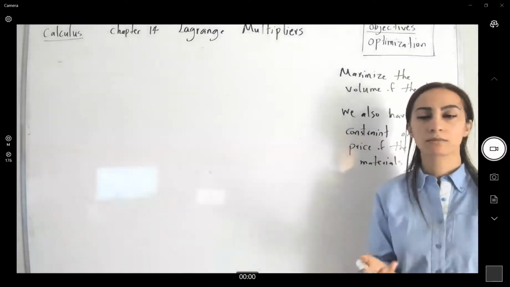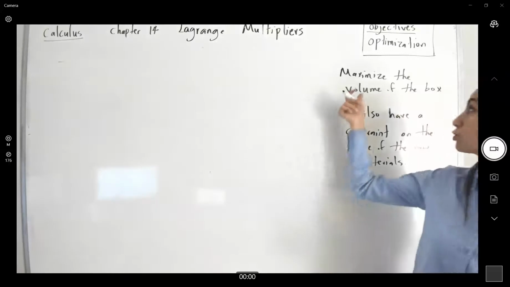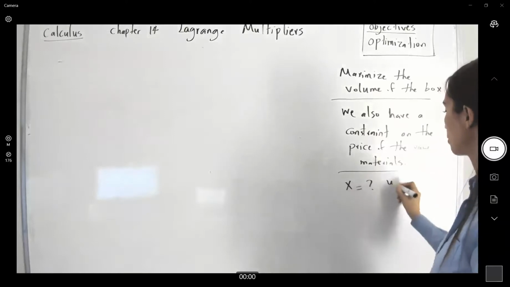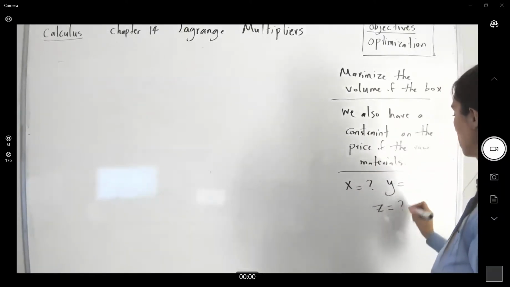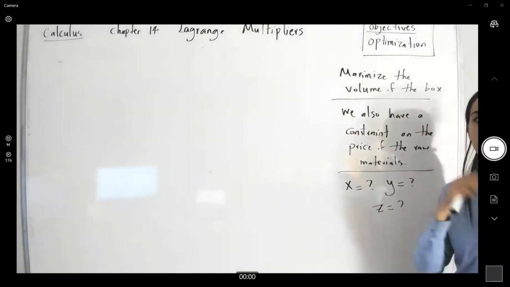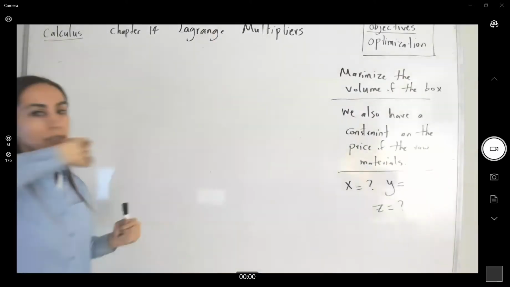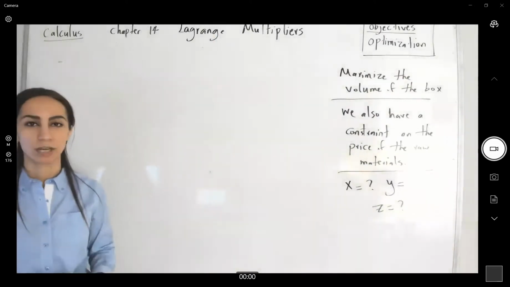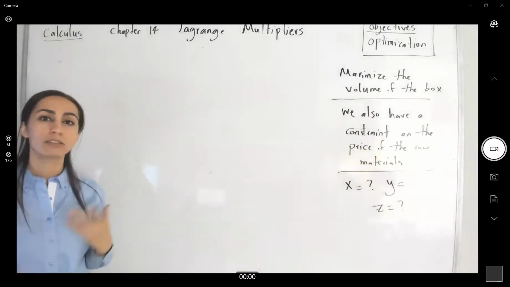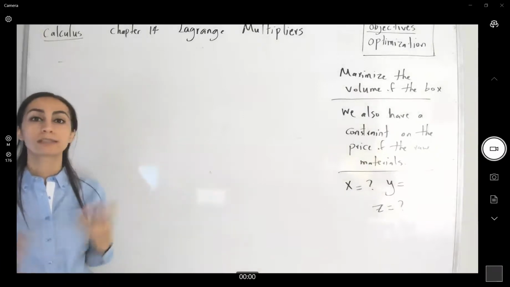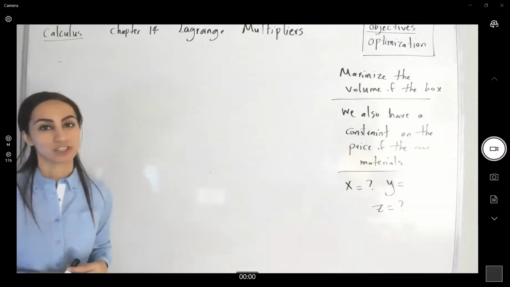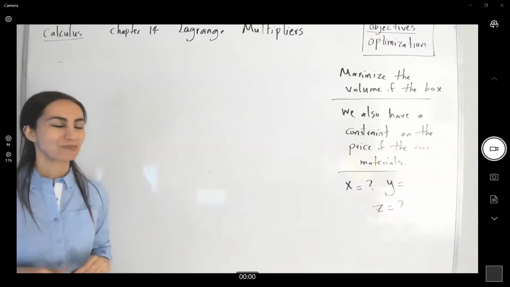Now, what is X? What is Y? What is Z? To maximize the volume. How do you calculate X, Y, and Z? So these types of questions gave rise to the new method, Lagrange multipliers. In this method, we have a function. Think about it as the volume of the box, volume function. You're trying to maximize or minimize that function.